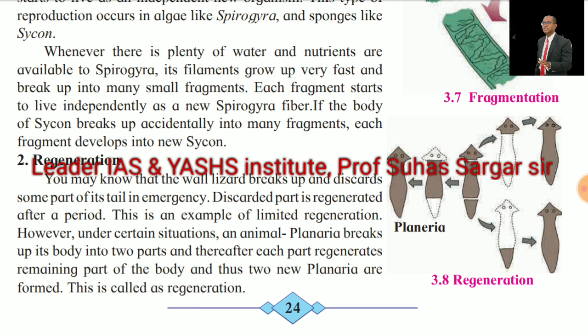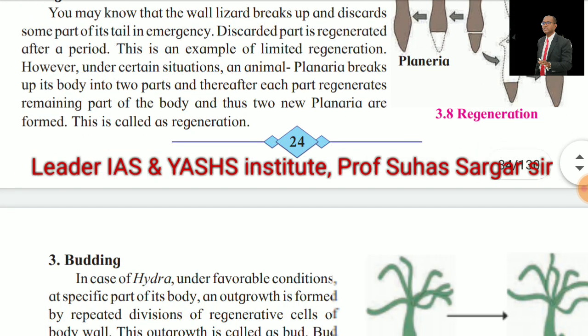Now, second, regeneration. You may know that the wall lizard breaks up and discards some part of its tail in an emergency. The discarded part is regenerated after a period. This is an example of limited regeneration. However, under certain situations, the animal planaria breaks up its body into two parts, and thereafter each part regenerates the remaining part of the body, and thus two new planaria are formed. This is called regeneration.